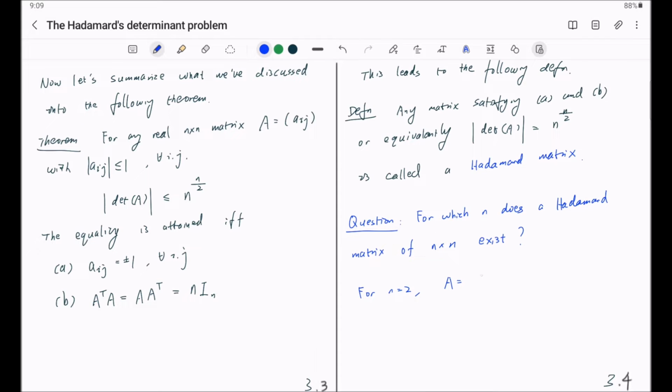Matrix A, that is [1, 1; -1, 1]. The determinant of A will be equal to 2, which is 2 raised to the power 2 divided by 2. So, by this equivalent condition, A is a Hadamard matrix. Now what happens when n is greater than 2? As a matter of fact, we have the following theorem.